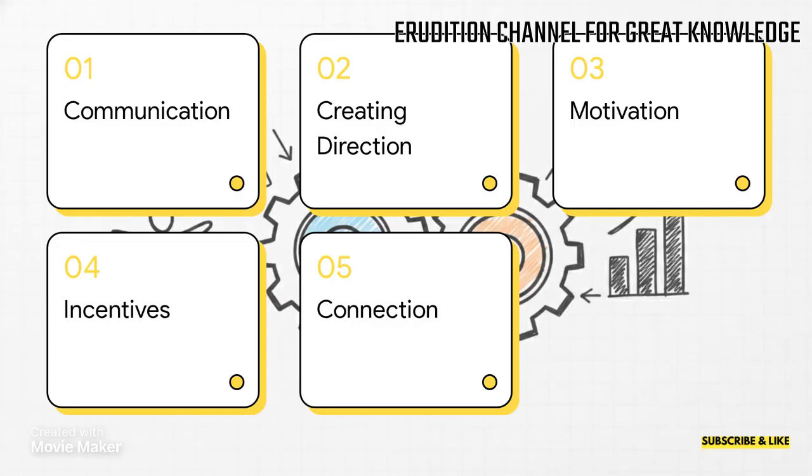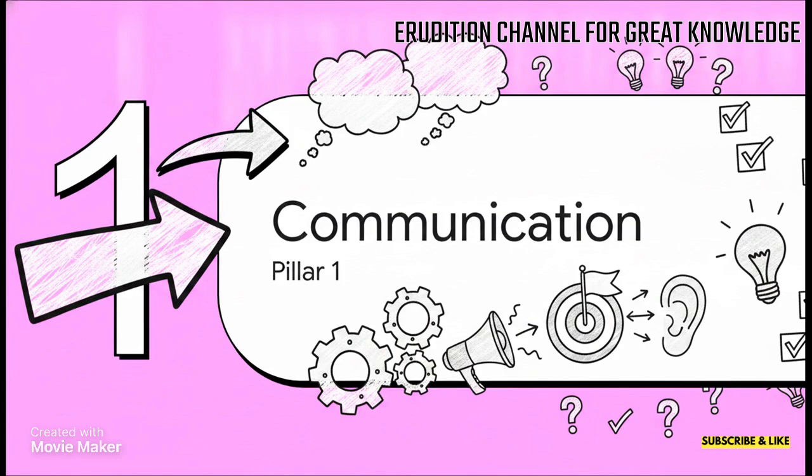To build this alignment bridge, we're going to use 5 foundational pillars. Number 1, communication and understanding. Number 2, creating direction. Number 3, motivation. Number 4, incentives. And number 5, connection. All right, let's look at pillar number 1, communication and understanding.